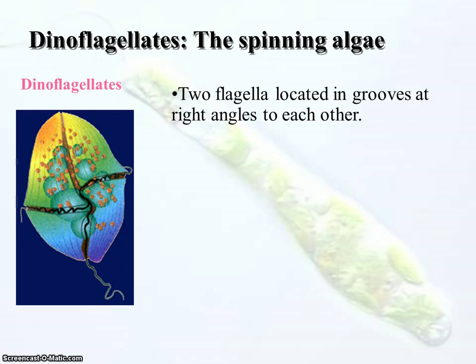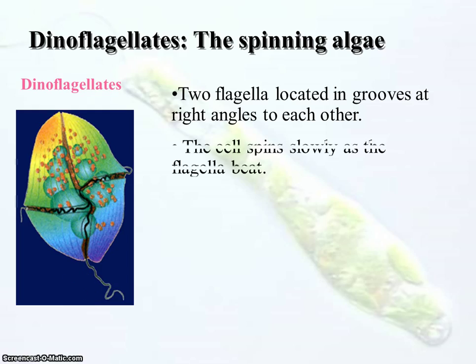Okay, here is a type of algae. It is called a dinoflagellate. So these are the flagellates. Okay, dinoflagellates, they have two flagella. Okay, one, if you can see, extends down in this picture towards the bottom, and the other is going to extend out towards the side. Through these grooves is where they extend. All right, and they're going to be at right angles of each other.